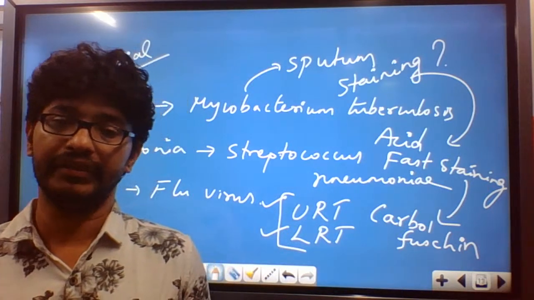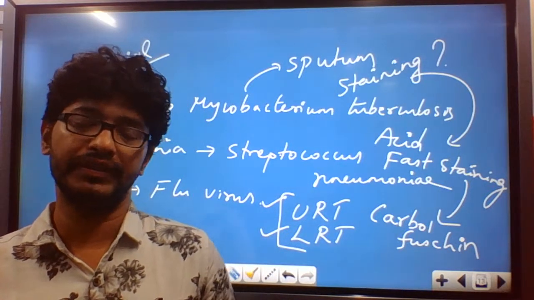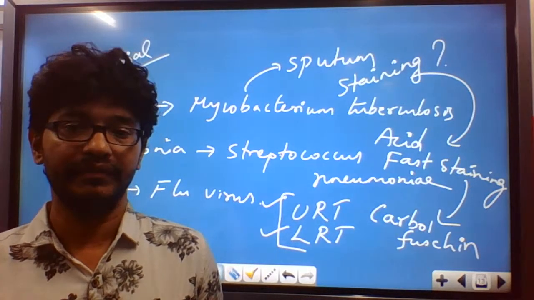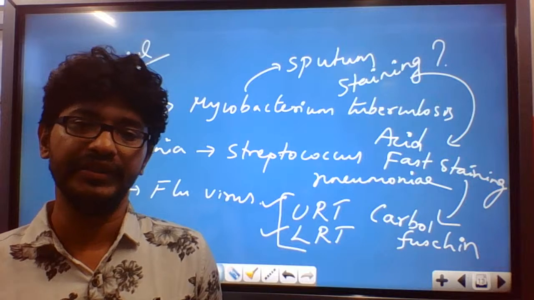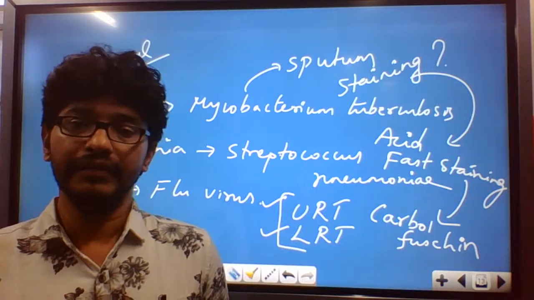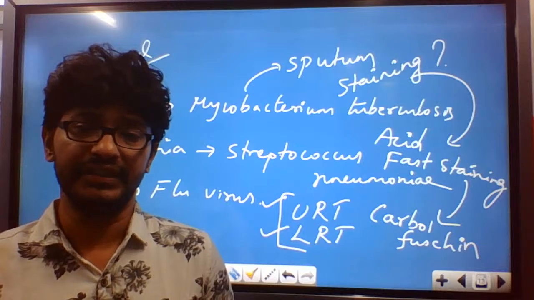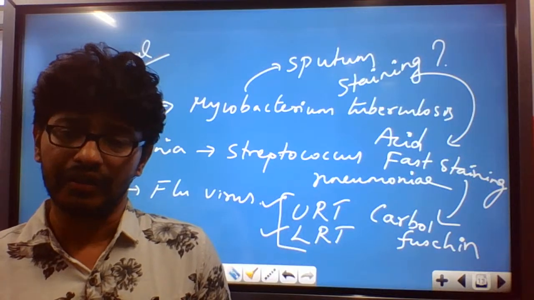We heat fix the smear, and then under the microscope we see Gram-negative, pink-colored bacilli. By that we also have the count, the range of the bacilli. Then we confirm whether the patient is affected with tuberculosis, whether he or she is in the acute stage or in the chronic stage.